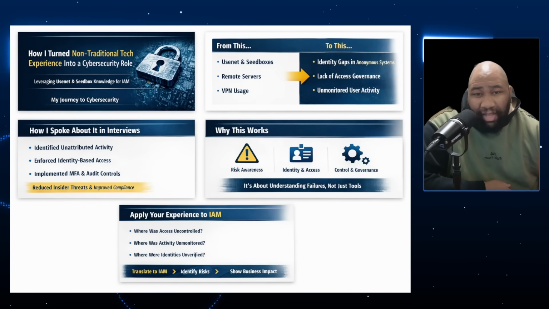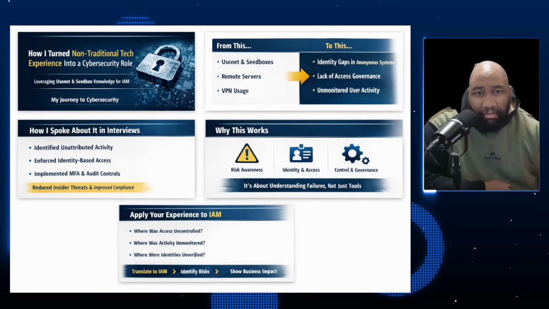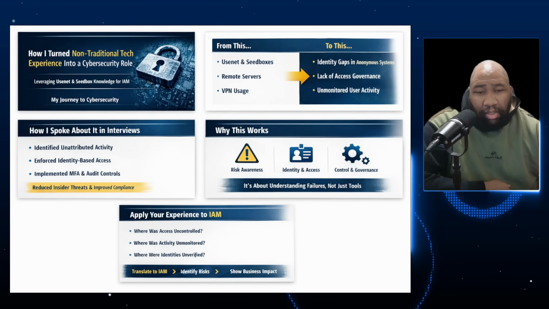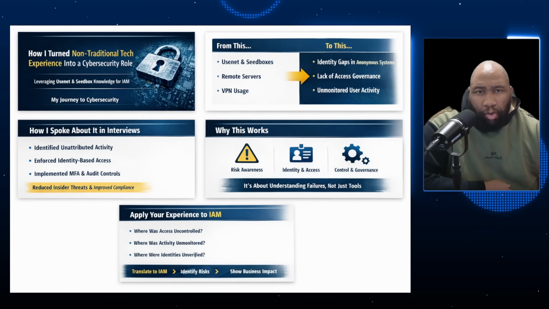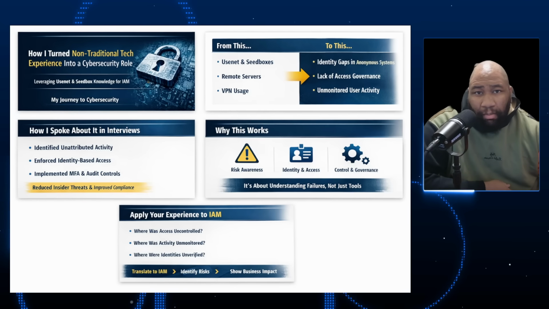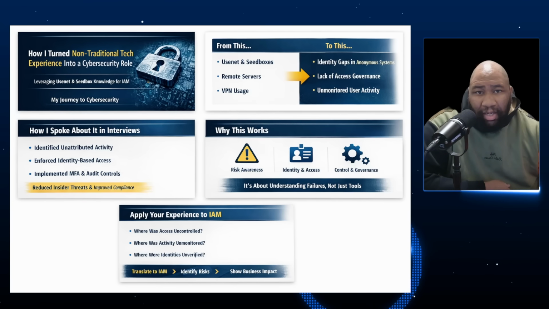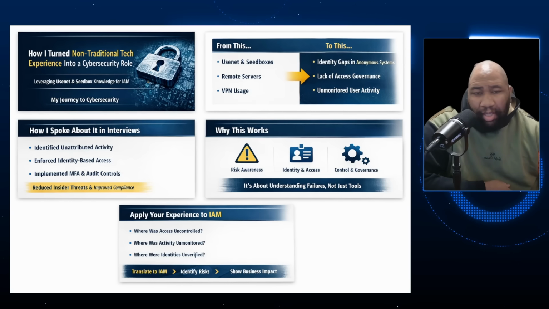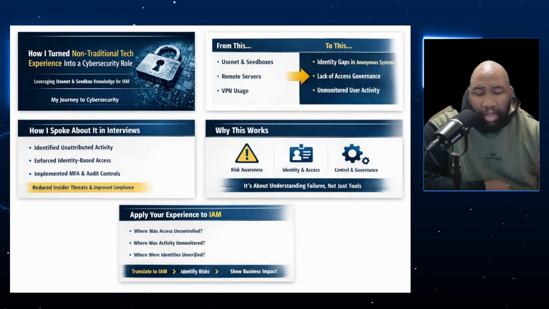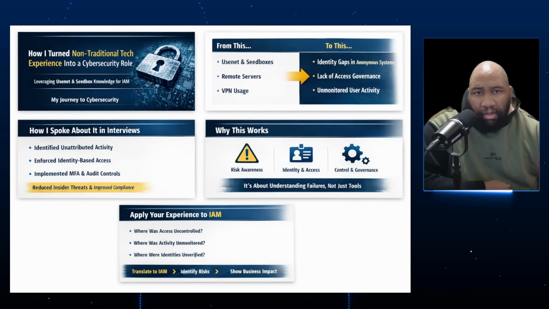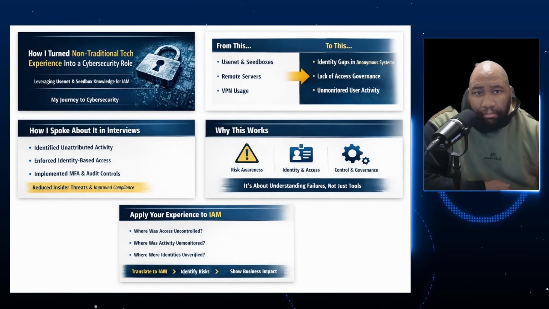And here's how you can apply this, the viewer. Here's what I want you to consider. Look at your current or your past experience and ask this: where was access not controlled properly? Where could someone act without being traced? Where were identities not verified? Then translate that into IAM concepts, security risks, and look at the business impact. That's how you can position yourself for a cybersecurity career.